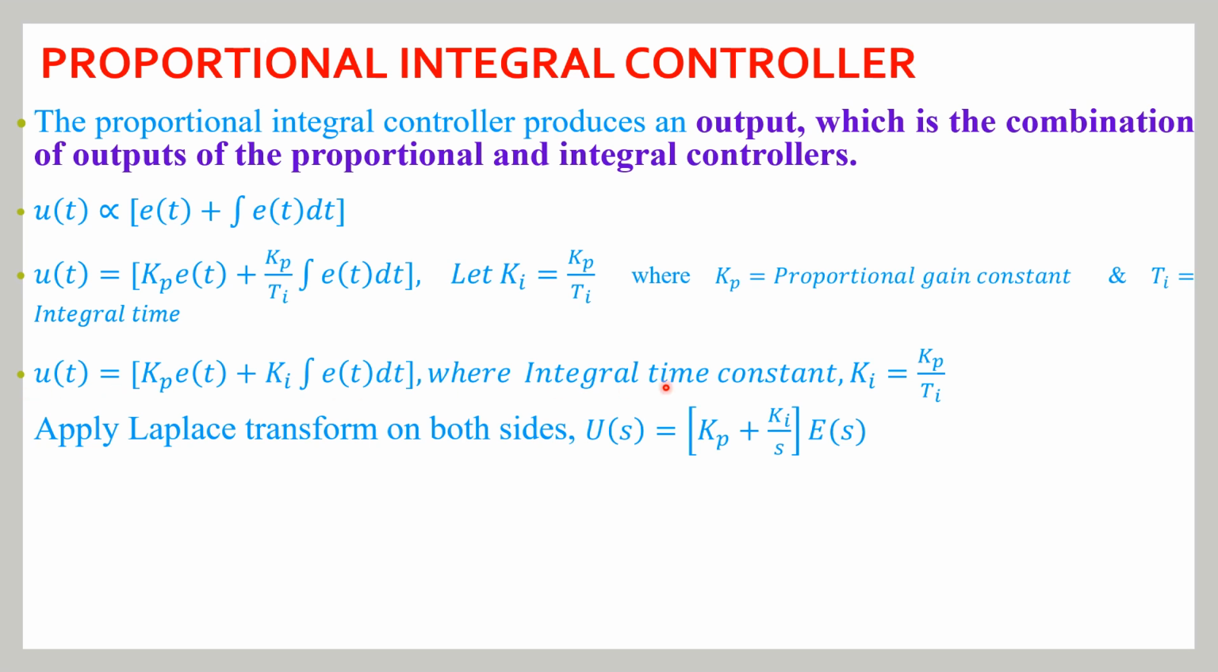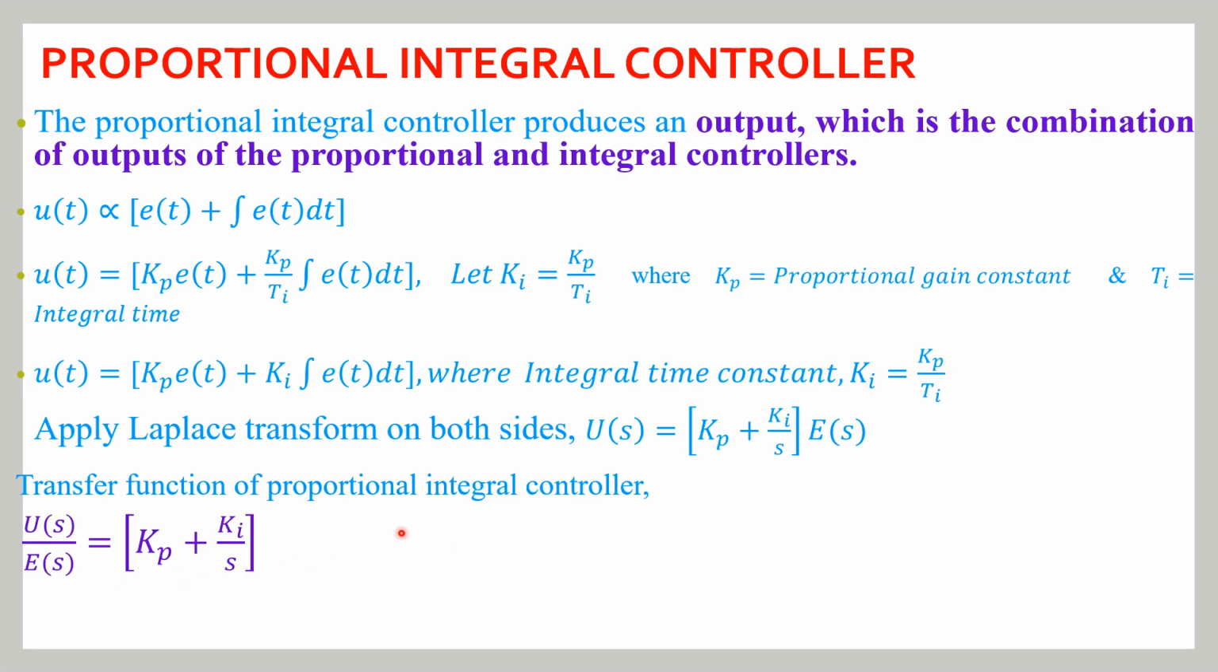Let us take the Laplace transform on both sides. So U(s) will be equal to Kp times E(s) plus Kp by Ti. Integration will become 1 by s, so 1 by s times E(s). Take the common term outside and rearrange the equations. We get U(s) by E(s), which is nothing but the transfer function of the proportional integral controller, equal to Kp plus Ki by s.